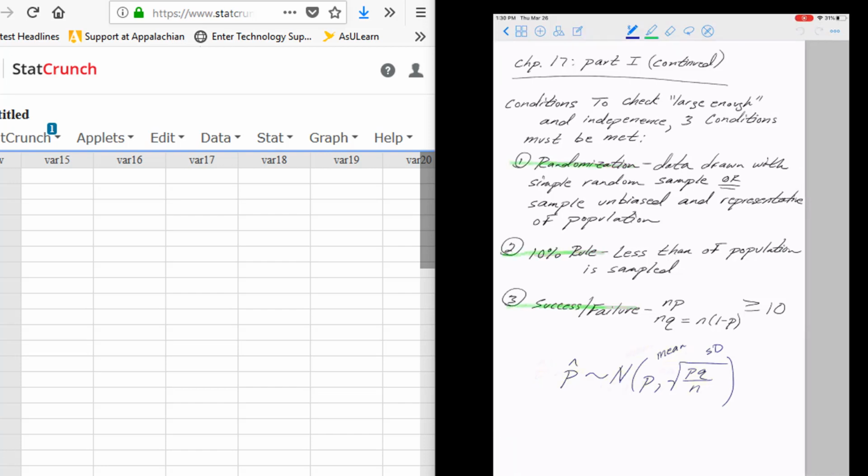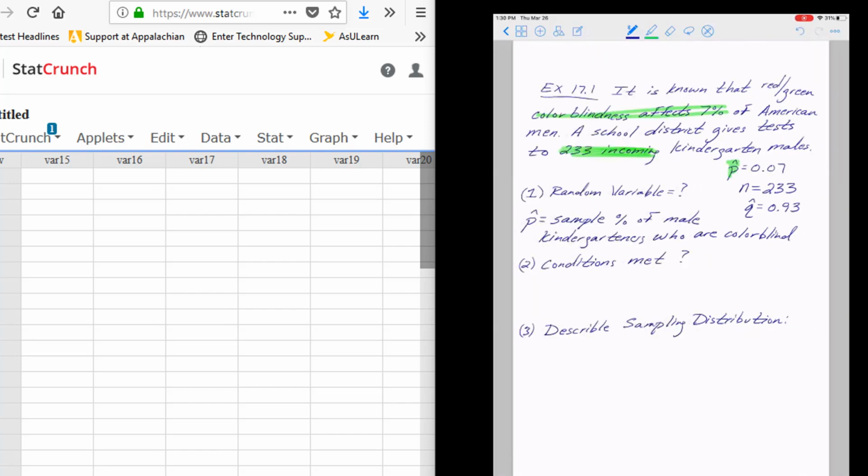So a lot of times for condition 1, the randomization, we're looking at where the data came from, and we are also looking and saying, are there any red flags? Because sometimes we don't know all of the details, but are there any red flags that would make me think this was a biased or a non-representative sample? No, there's not. So we'll say it's likely fine.